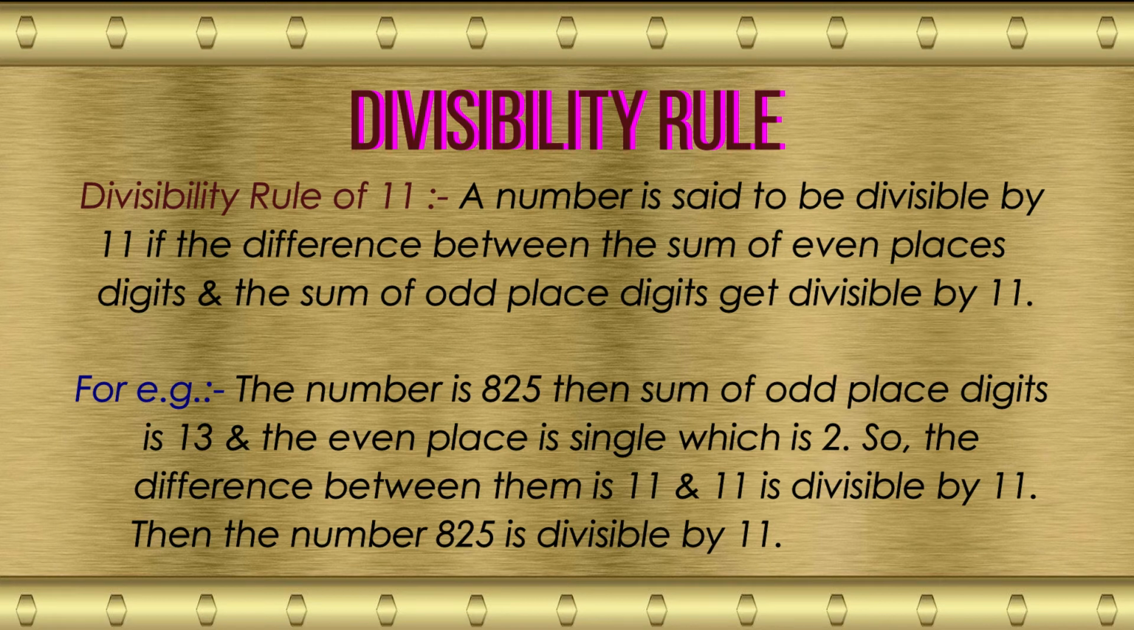And the even place has only a single number, that is 2. So the difference between them is what? 11. And 11 is divisible by 11, we already know. Then this number 825 is divisible by 11.